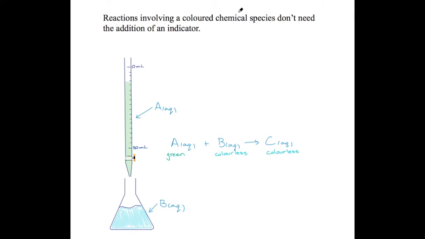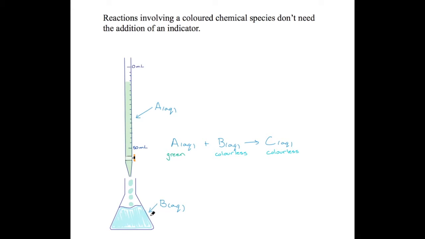So let's map out what happens when we do this titration. We're going to be adding A, which is our green solution, into B. Now, as A reacts with B, it gets converted into C. And remember, C is also colorless. So essentially, if A is being consumed by B, this solution here will maintain its colorless appearance.